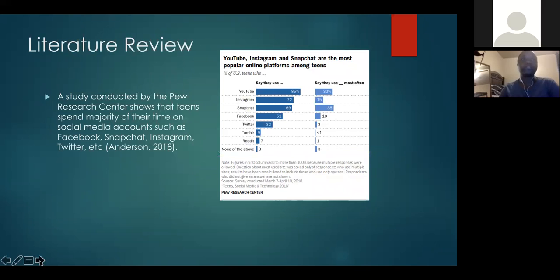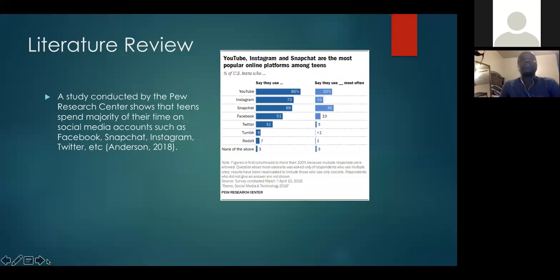Okay, so literature review. A study conducted by the Pew Research Center shows that teens spend the majority of their time on social media accounts such as Facebook, Snapchat, Instagram, Twitter, etc. Originally created as a creative outlet for individuals to communicate with their family and friends, social media has unfortunately presented some negative results of its usage.